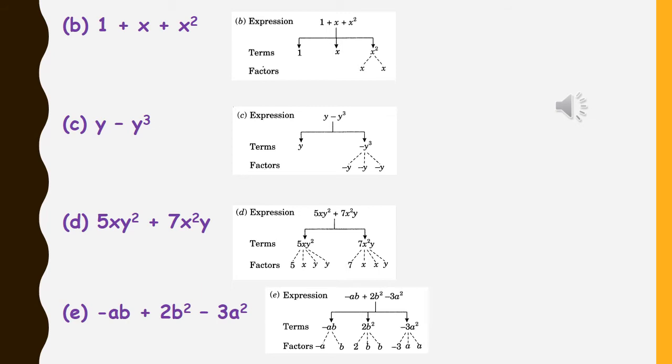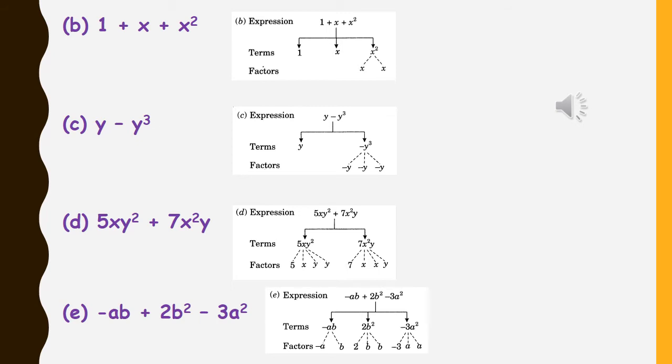Part D is telling 5xy square plus 7x square y. So there are two terms, 5xy square and 7x square y. So we are breaking them into factors: 5, x, y and y. Similarly 7, x, x and y.